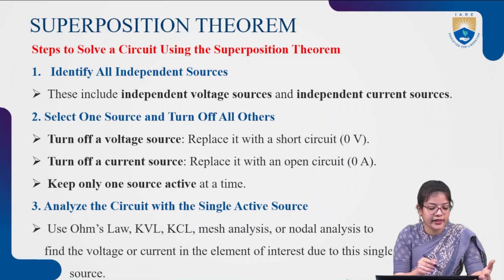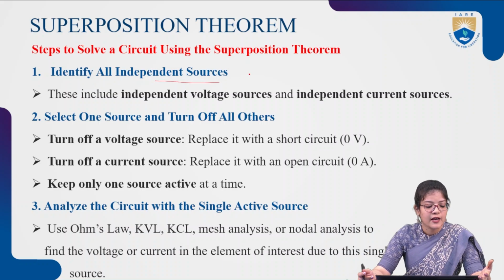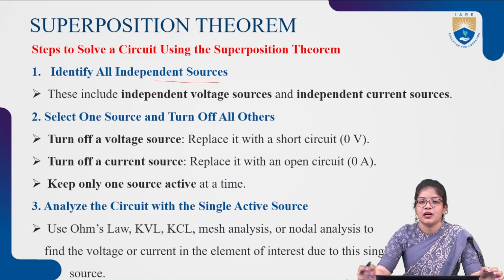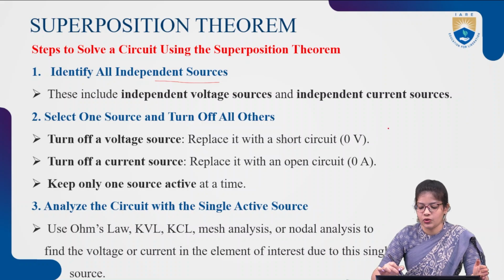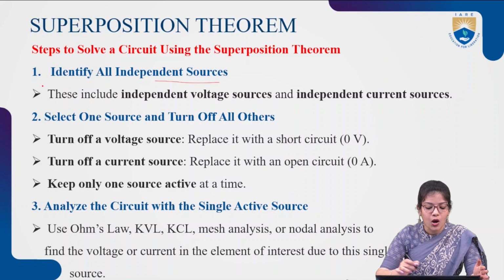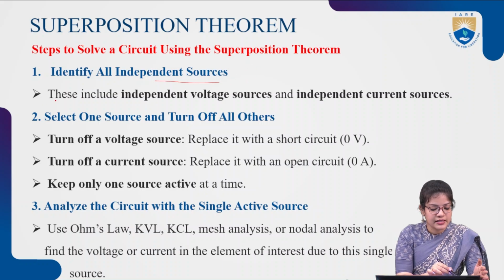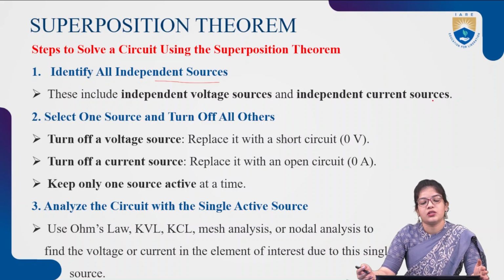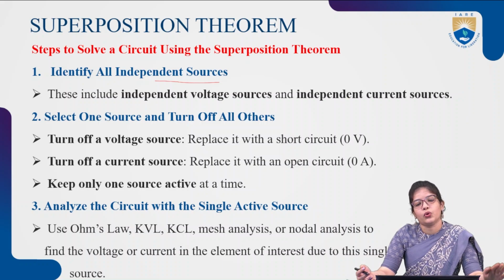First, we need to identify all independent sources. The first thing to remember is that superposition theorem is applicable only if the circuit consists of more than one source. So first we identify all the independent sources. This includes independent voltage sources and independent current sources. The theorem may include either voltage sources or current sources, and it is applicable for both.